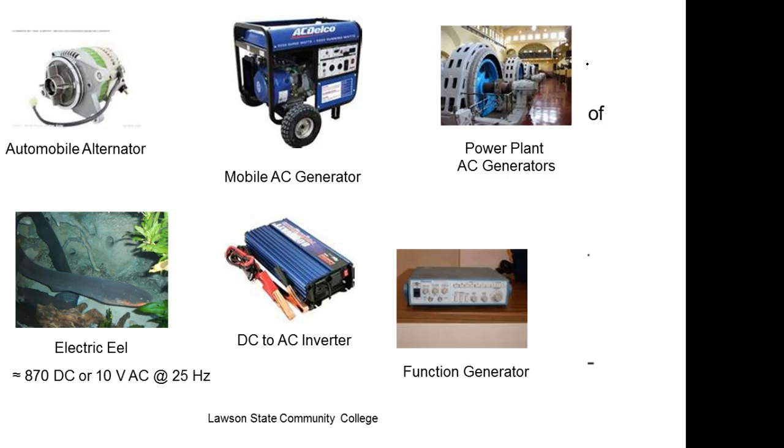Mobile AC generators, power plants create AC, and so do electric eels. What's neat about electric eels is we can put them in both categories: it uses 10 volts AC to stun, and then 870 volts DC to kill. So that guy is bioelectric, which is pretty neat. Then, of course, some of y'all might have a DC to AC inverter for your car. And then function generators, which you'll run into several times.